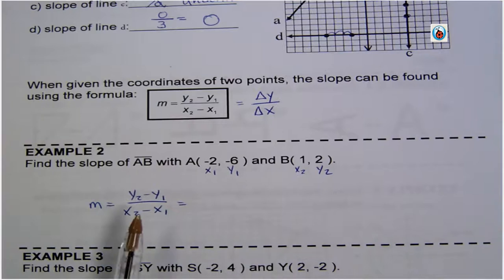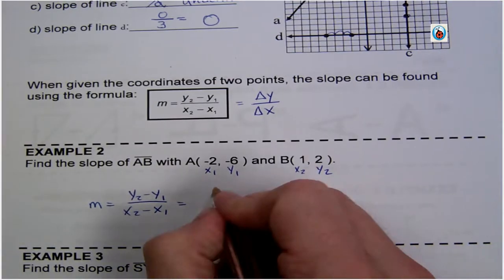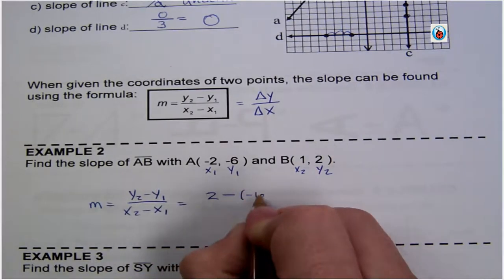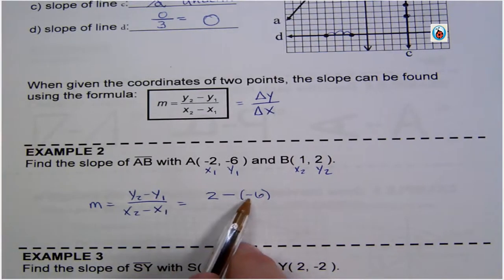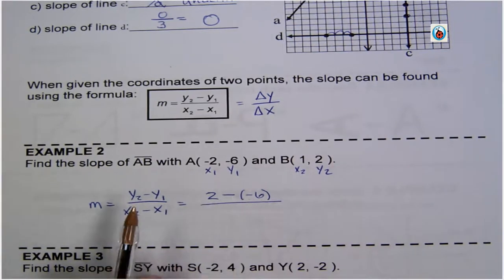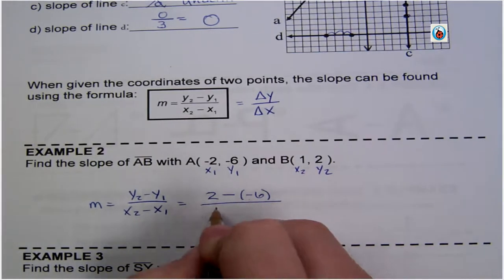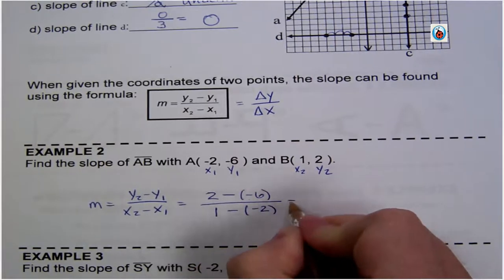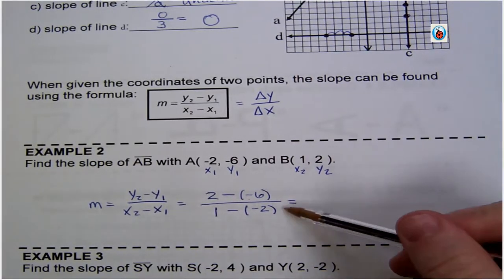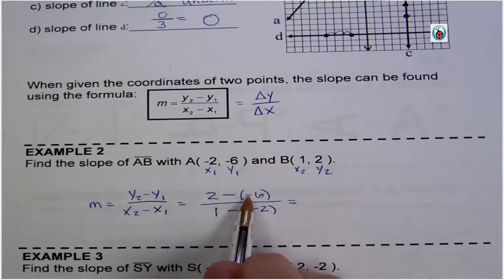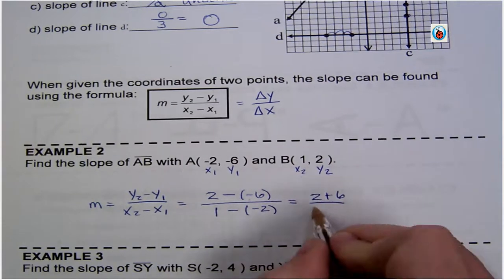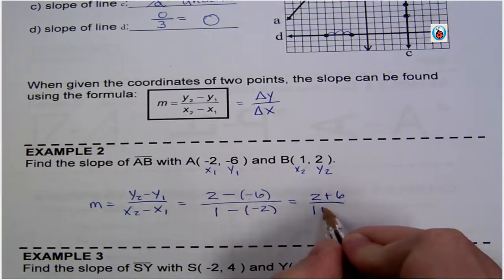And we plug in our values. So y2 would be 2 minus y1, which is -6. So yeah, put minus -6. I'll talk about what to do with that in a minute. Then in the bottom is x2, which is 1, minus x1, which is -2. Then we simplify the numerator and denominator. So 2 minus -6, when you subtract the negative, we add. Same thing in the bottom. 1 minus -2 will be 1 plus 2.